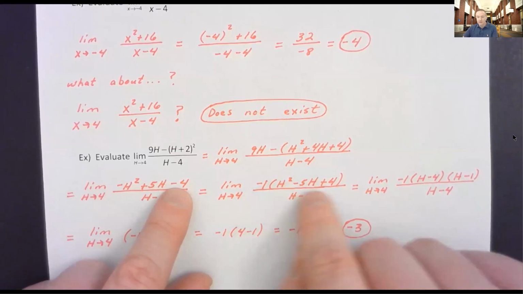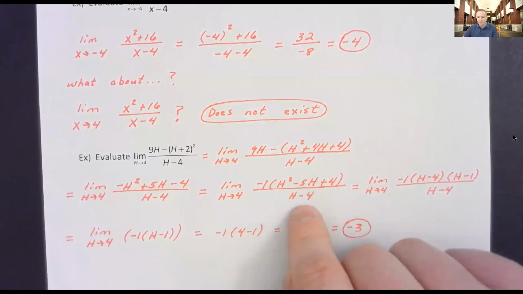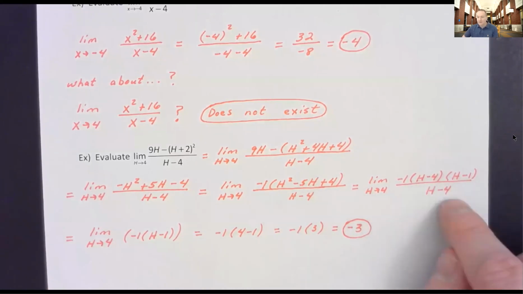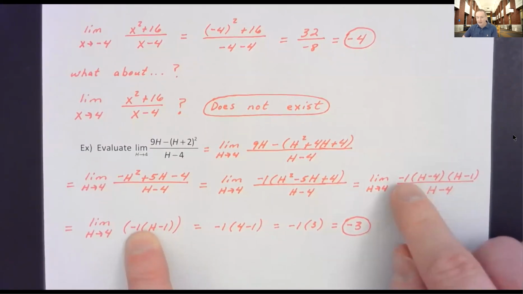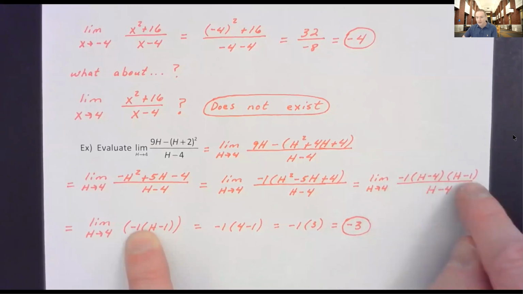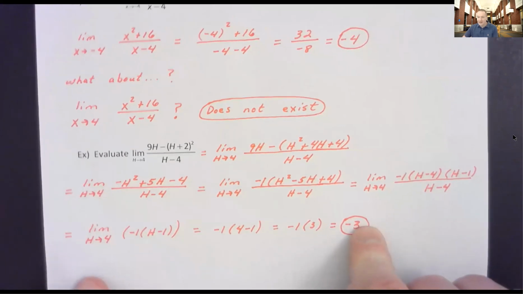And sure it does. Factors of 4 that sum to negative 5: negative 4, negative 1. That h minus 4 cancels out in your numerator and denominator, and your final limit notation is the limit as h approaches 4 of negative 1 times h minus 1. Can I allow h to go to 4 now? Sure you can. Plug a 4 in for h, you get negative 1 times 3, final answer of negative 3.